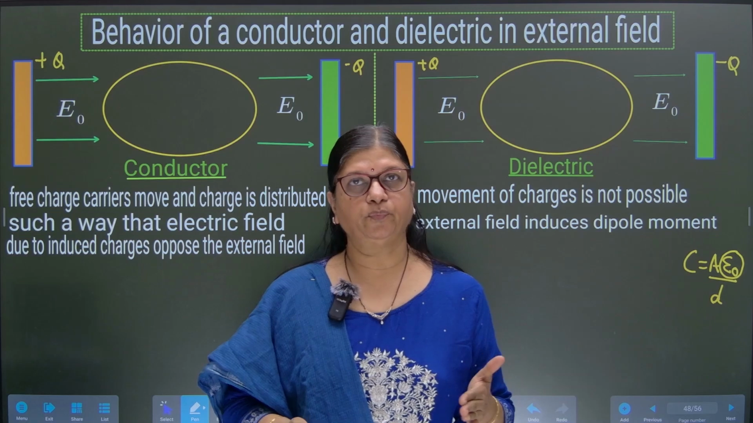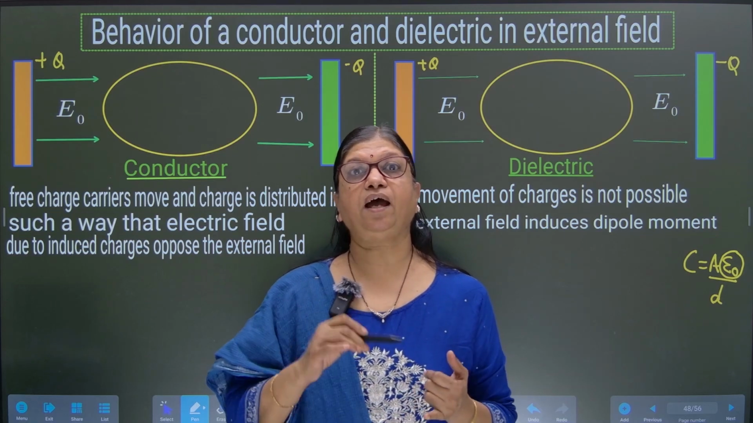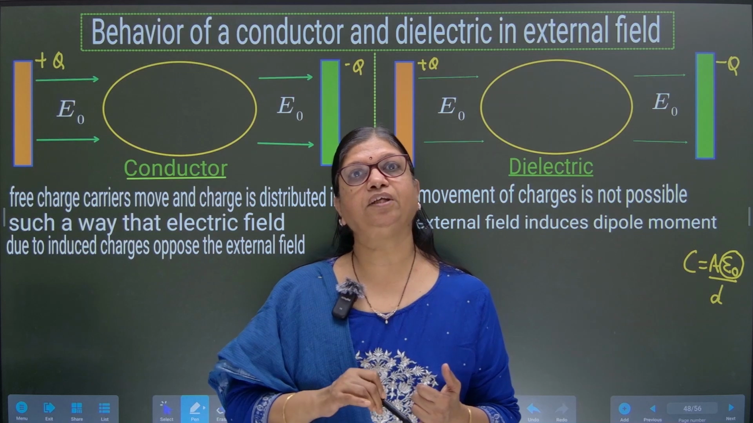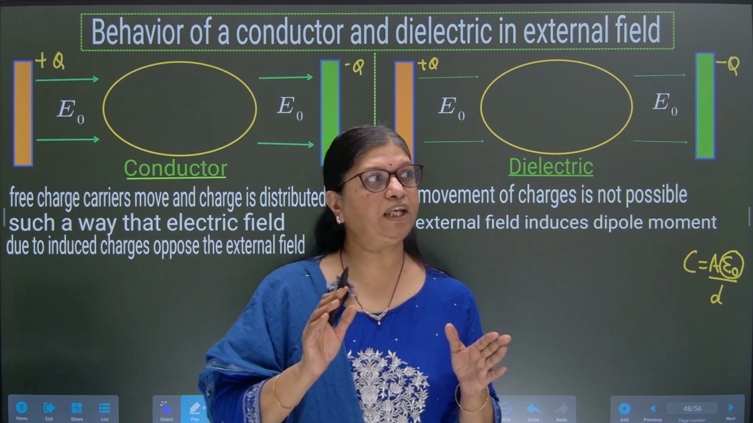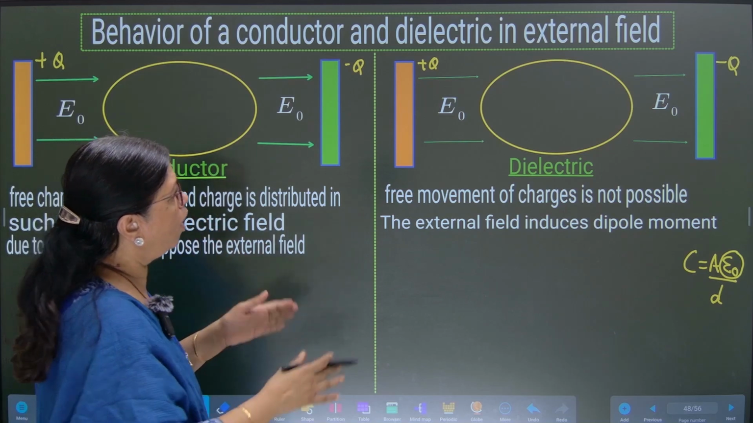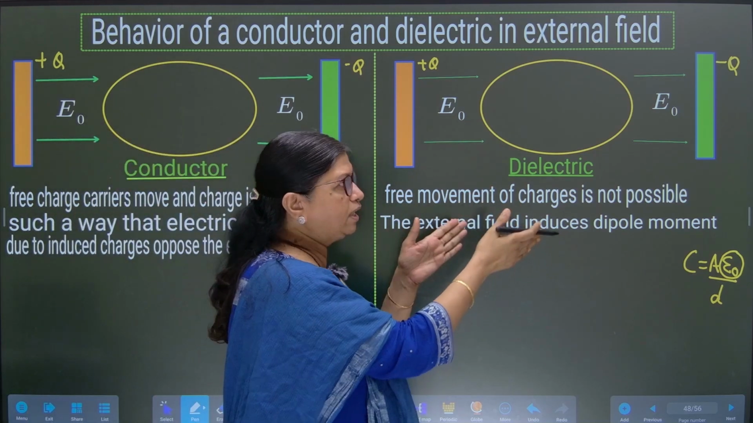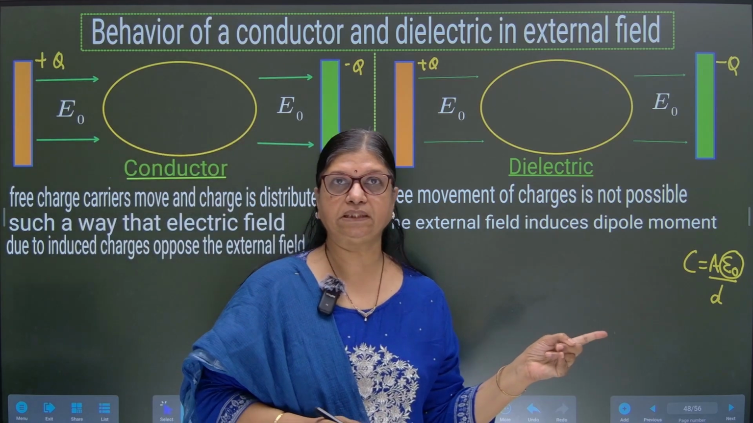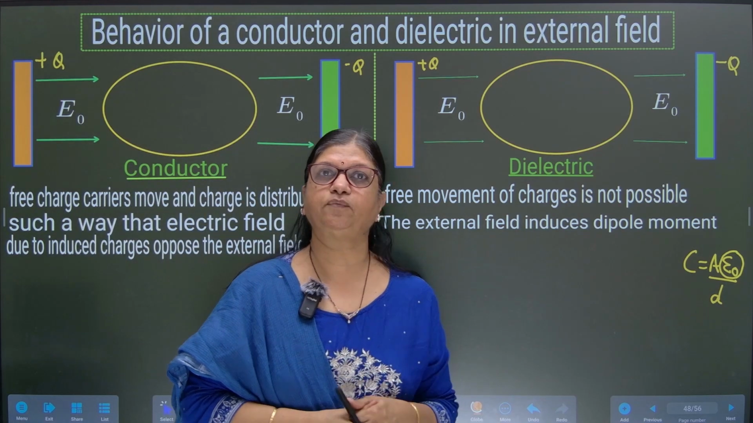Fine. Now, in this video, we shall understand that other than air, if there is a conductor between the plates of a capacitor, what would happen? Or there is a dielectric between the plates of a capacitor, what would happen? Would the capacitance increase or decrease? That is what is our query.